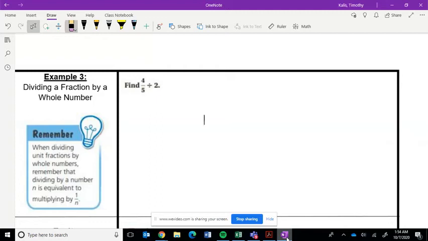For example, we're going to divide a fraction by a whole number. First, we're going to convert the whole number into a fraction. So we have 4/5 divided by 2. Well, 2 is equivalent to 2/1.